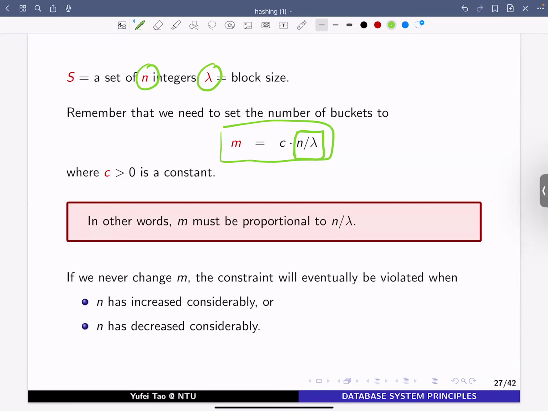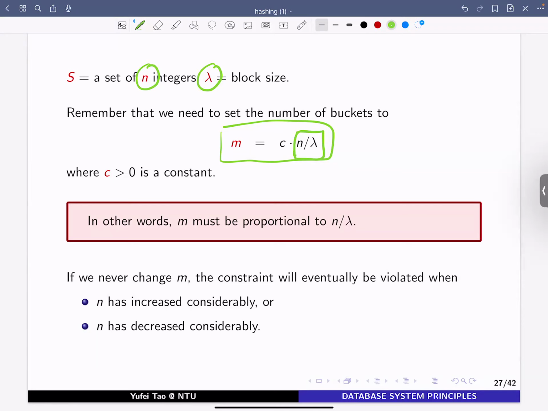Conversely, the value of n can go down continuously. It gets smaller and smaller. So the ratio between m and n over lambda is going to increase again and again, unless you want to change the value of m. If you don't change the value of m, then you can see the number of buckets will be too much for the current value of n over lambda.